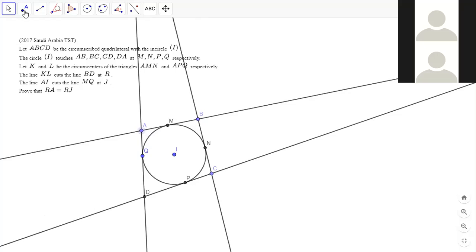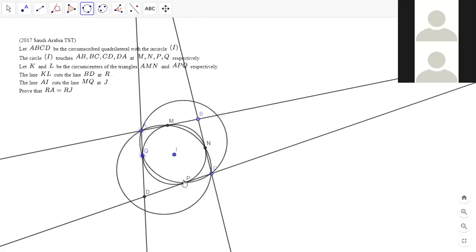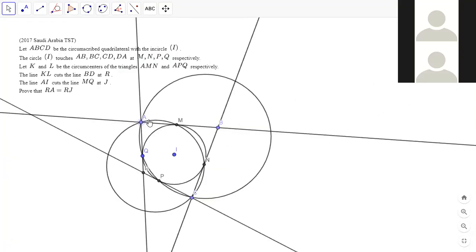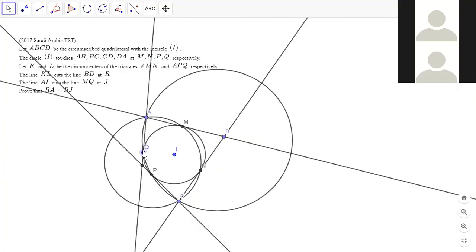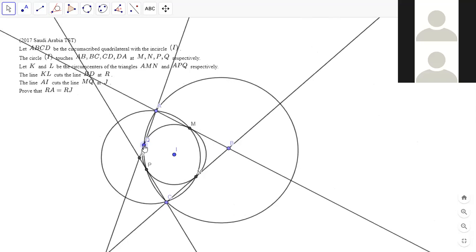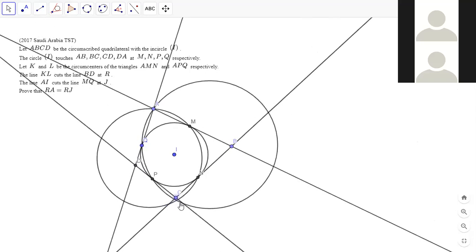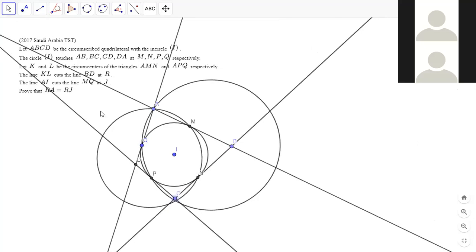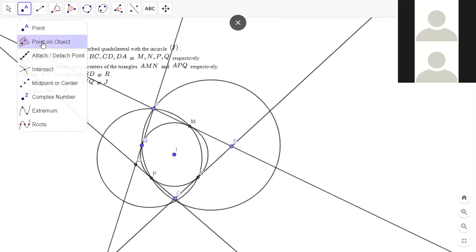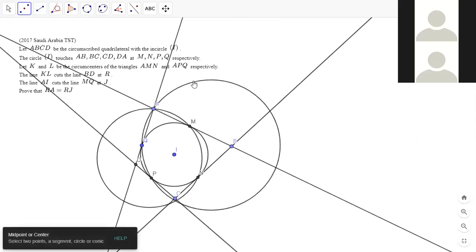So K and L are the circumcenters of AMN and APQ. So maybe I could draw this like, what if I did it instead like this? So something like this. So AMN and APQ, we draw the centers, K and L.